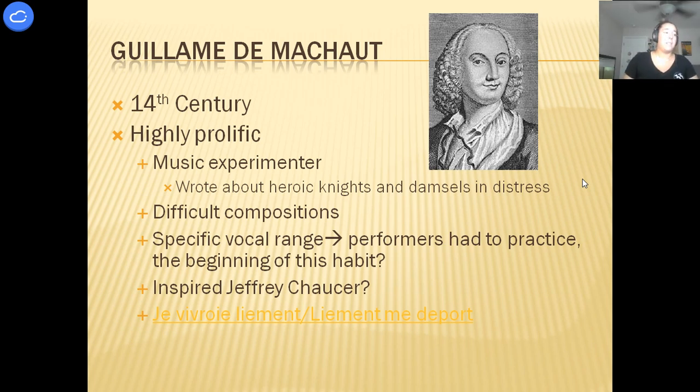If you have taken European lit or anything like that, you've probably heard of the writer Geoffrey Chaucer. They say that Guillaume de Machaut was an influence on Geoffrey Chaucer. Okay, we're going to listen to a piece by Guillaume de Machaut.